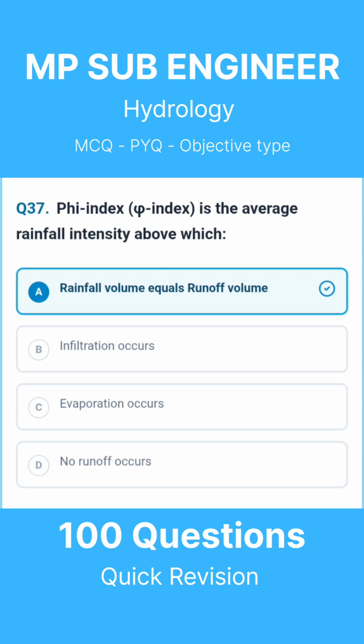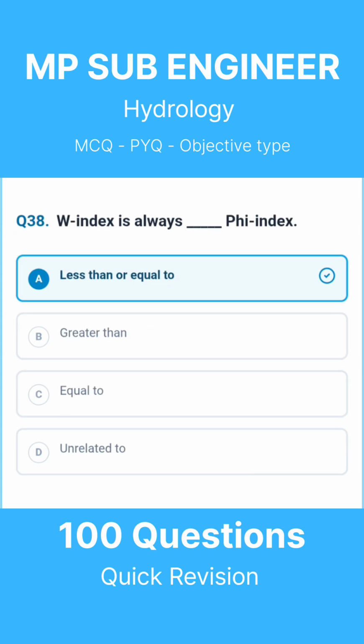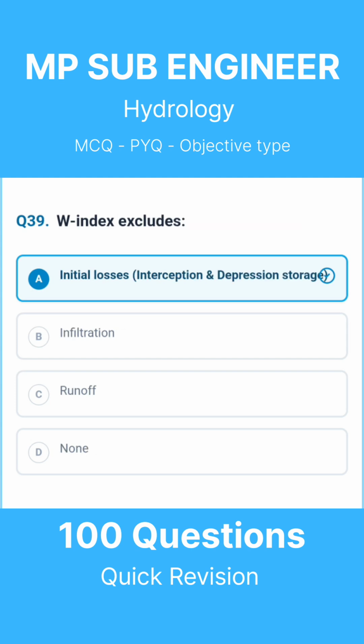Question 37. Phi index is the average rainfall intensity above which. The correct answer is rainfall volume equals runoff volume. Question 38. W index is always blank phi index. The correct answer is less than or equal to. Question 39. W index excludes. The correct answer is initial losses, interception and depression storage.